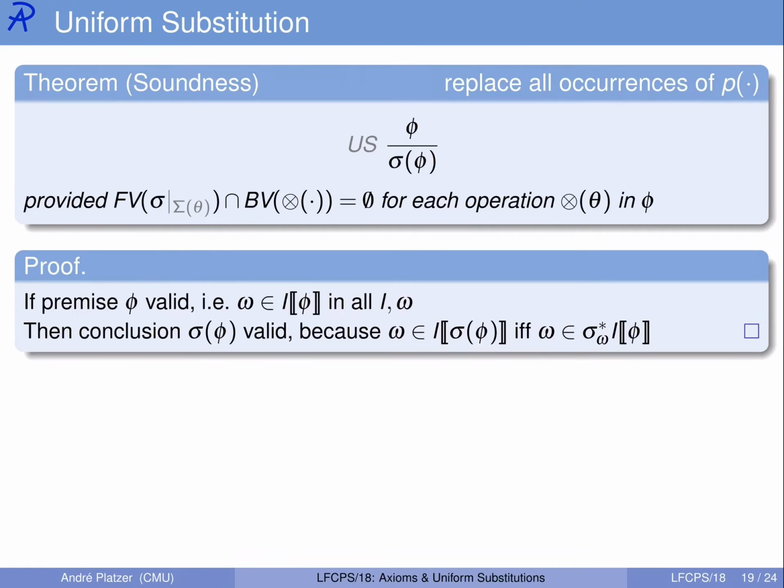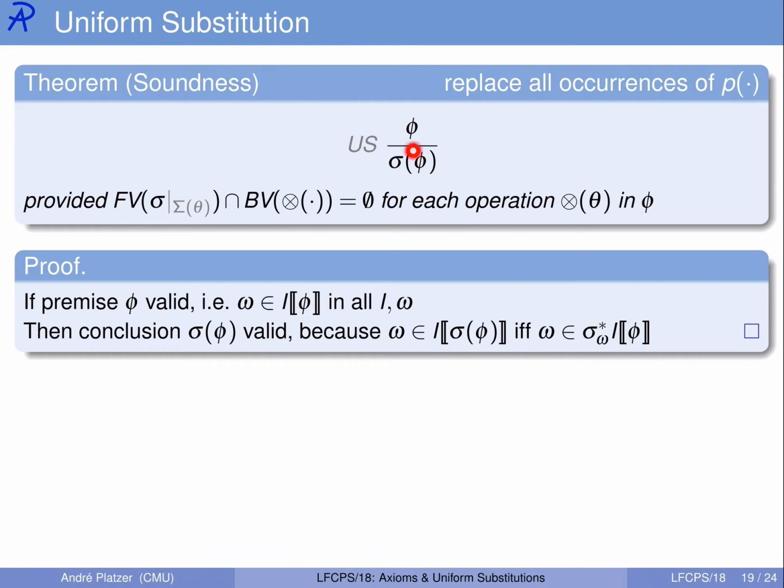And that suffices in order to prove the soundness of the uniform substitution proof rule by saying, well, a proof rule is sound whenever validity of the premises implies the validity of the conclusion. So if this premise is valid, right, then of course the formula phi will be true in every state omega of every interpretation I. Terrific.